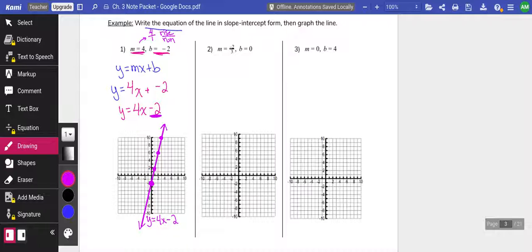All right, we're going to try the second one. The second one has a slope of -2 over 3, and my b is 0. So I'm going to rewrite my equation, y equals mx plus b, and I'm going to substitute in y equals -2/3 x, and then plus 0. I don't need to write plus 0 because if I add nothing to it, nothing's going to change with my equation, so I can write y equals -2/3 x.